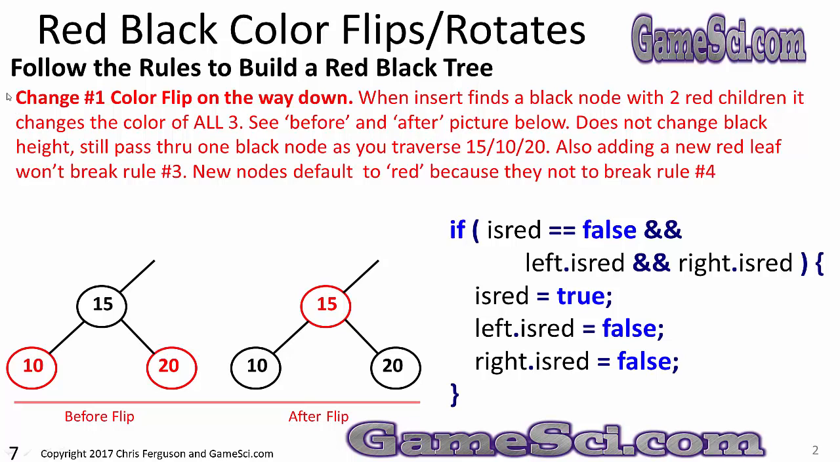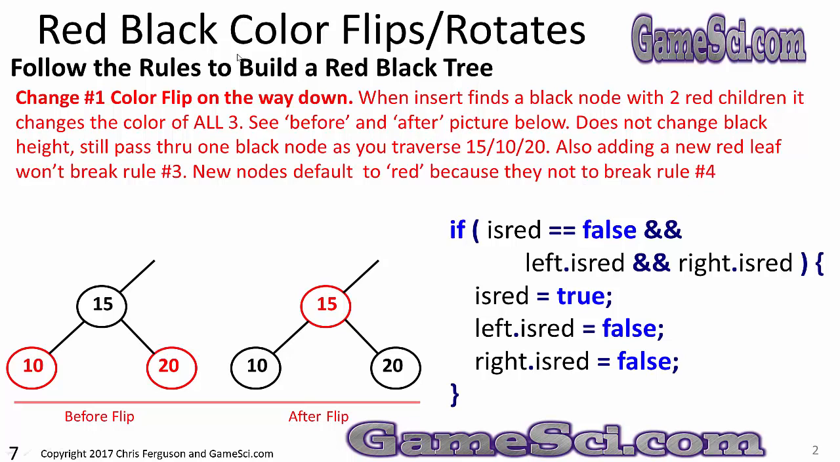Earlier we saw a slide on the 3 changes that happen as you're moving down a red-black tree to keep it correct. Change number 1 is a color flip on the way down. When an insert finds a black node with 2 red children, it changes the color of all 3. See the before and after picture below. It does not change the black height. You still pass through one black node as you traverse through 15, 10, or 20. Also, adding a new red leaf won't break rule number 3. New nodes default to red because they do not break rule number 4.